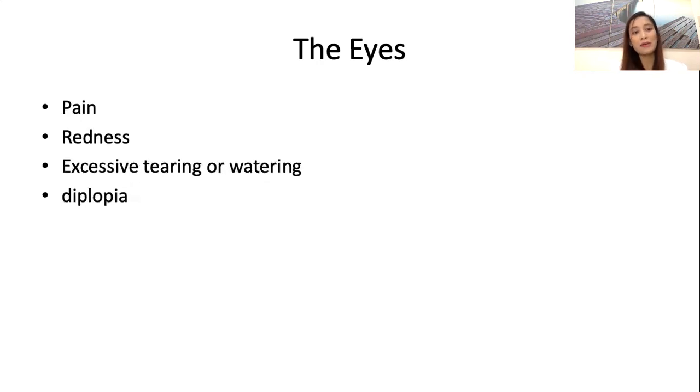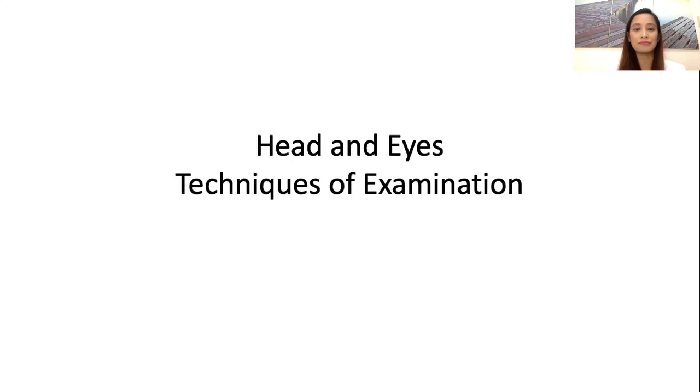You also ask about pain, redness. In your book, there is a list of potential causes of a red eye. So you look that up at the back section of the chapter. You can ask about excessive tearing or watering. Sometimes in allergic conjunctivitis, you can have itchiness. You can also have, in dry eyes, excessive tearing. And of course, diplopia, very common in children.